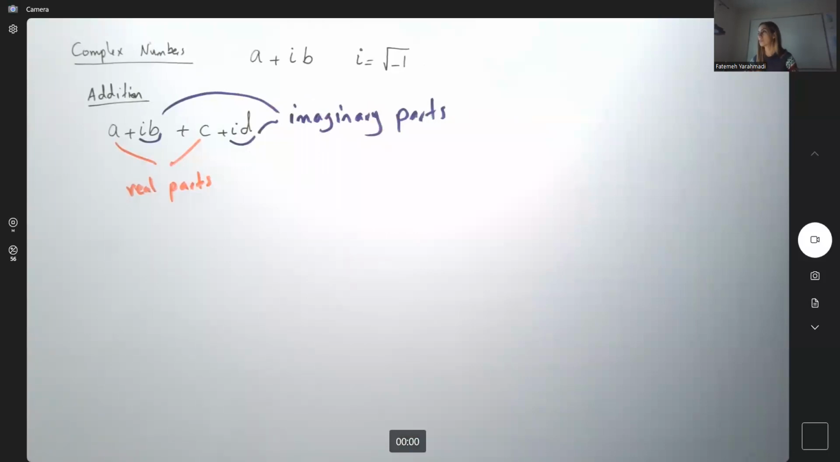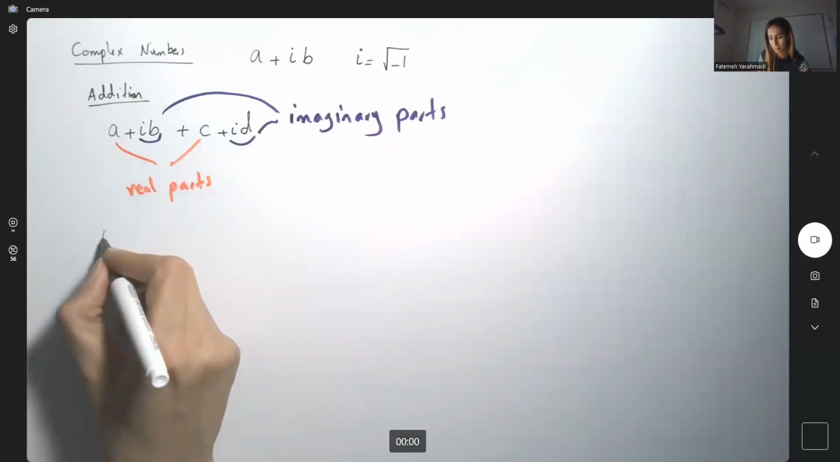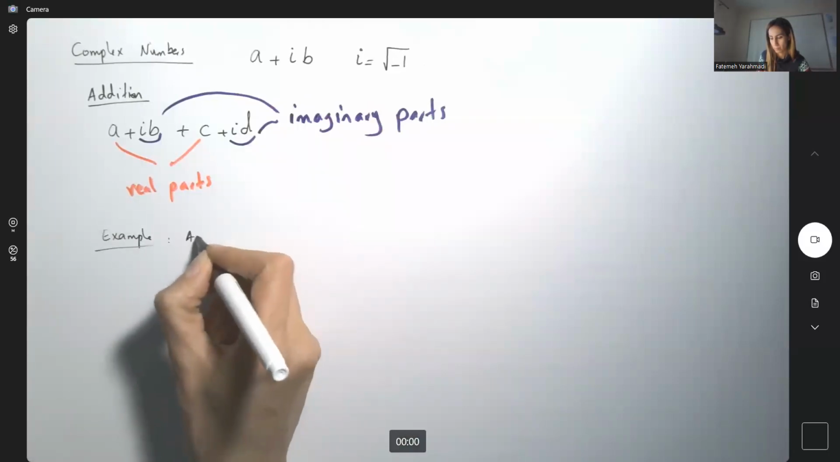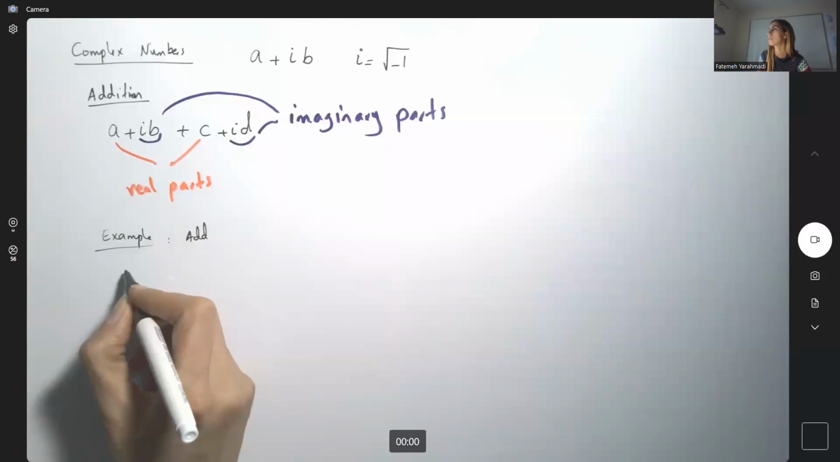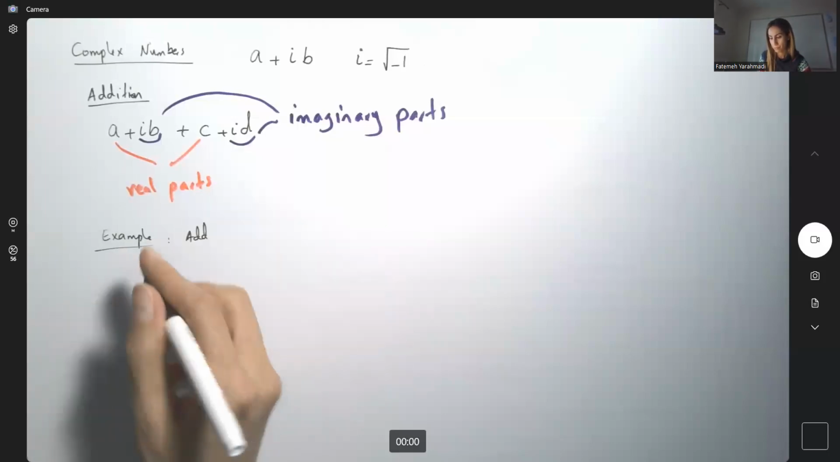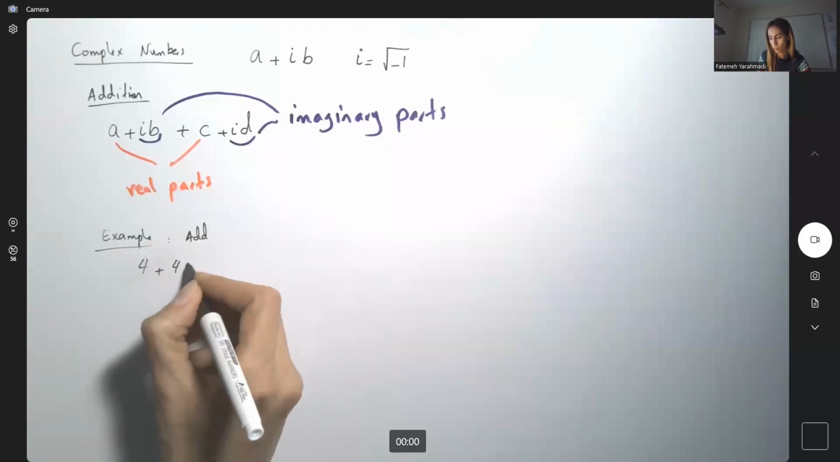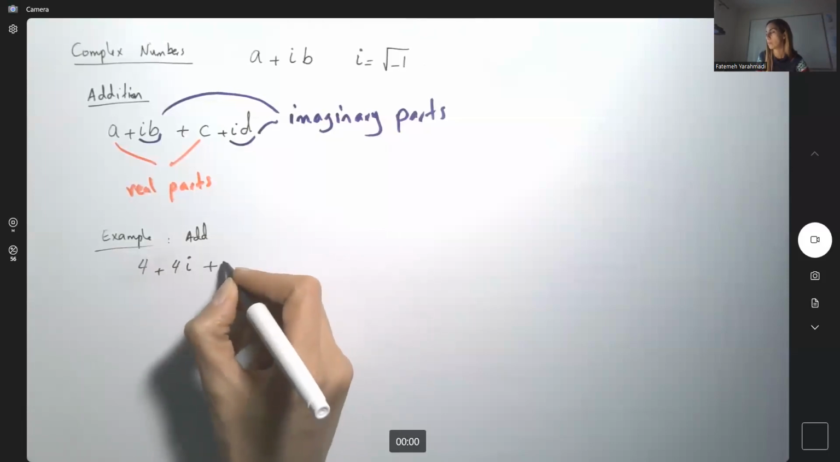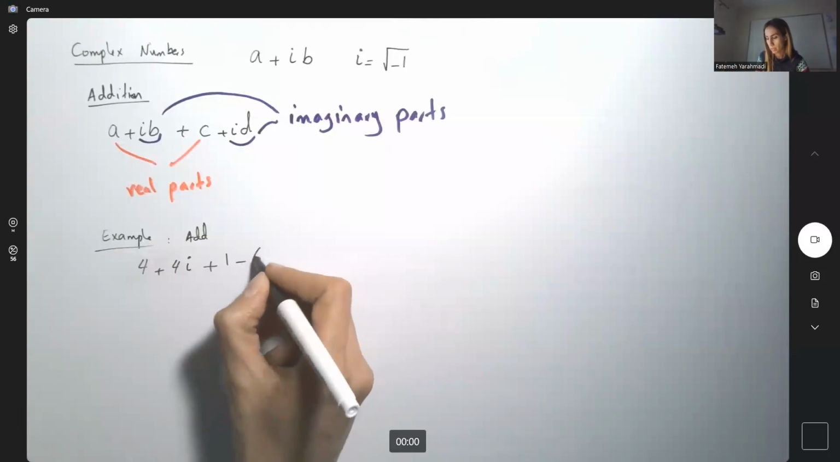For example, let's take a look at our note. Suppose I ask you to add the following together. Add these two numbers. The very first number is 4 plus 4i, and I add this guy to another number, 1 minus 6i.